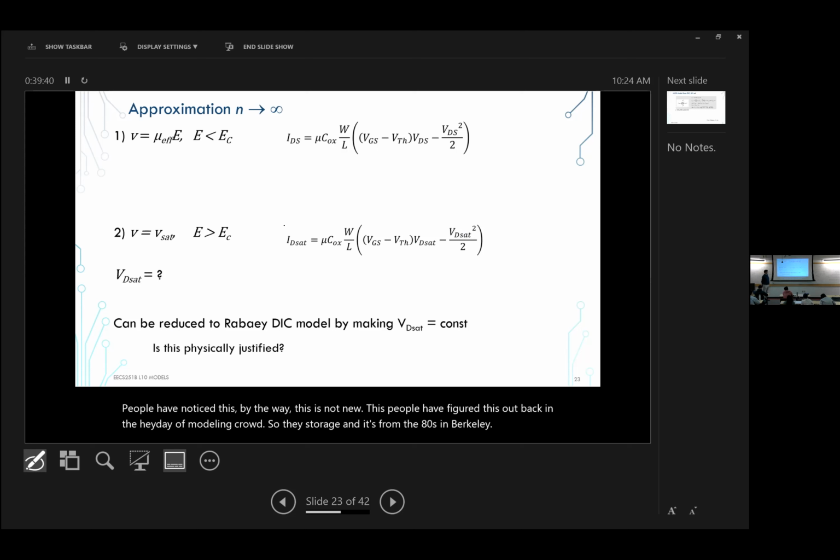So the approximation for n equals to infinity goes like this. The velocity is equal to mu effective times E below anything that is this critical field EC, or is equal to V sat for anything that is above EC. And depending, sometimes, for good fits, they pick this to be EC over 2. Totally your choice. If you don't want to go to the point of EC, in order to get a good fit, go pick EC over 2, or 2 times EC, and get the total fit.